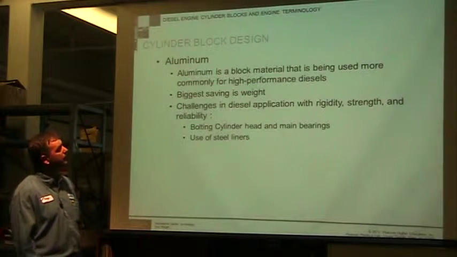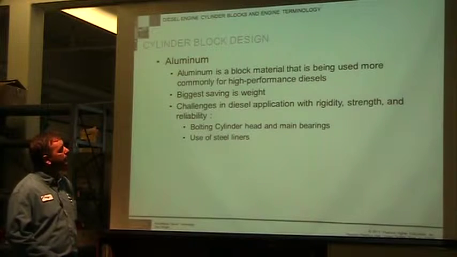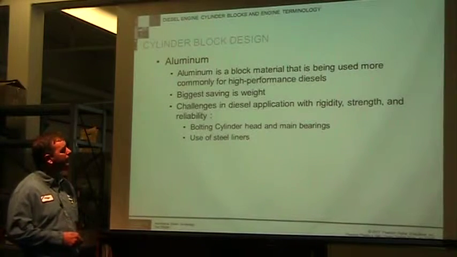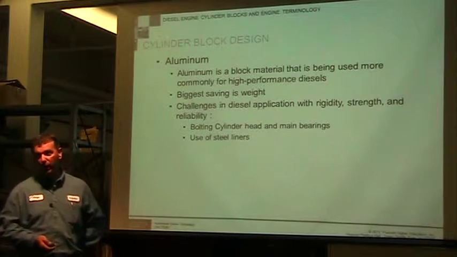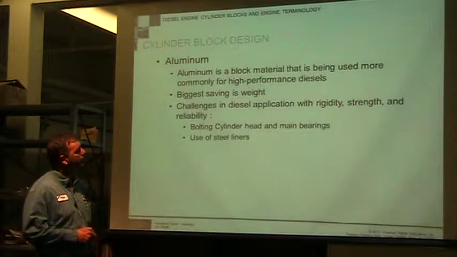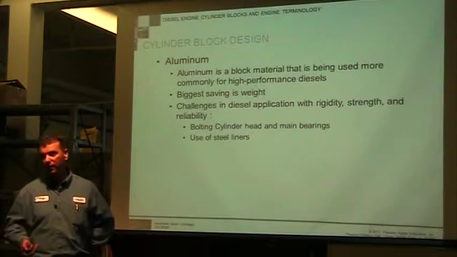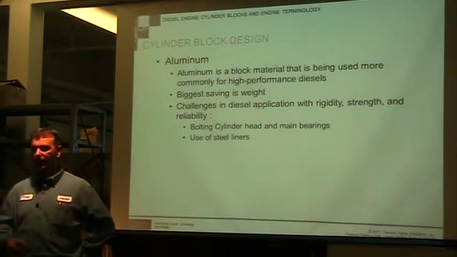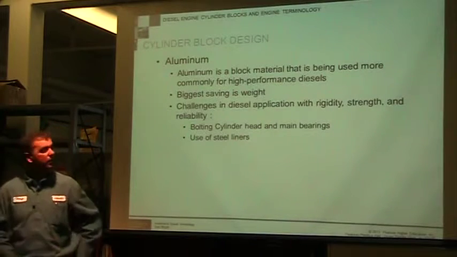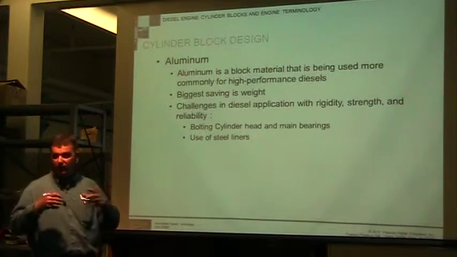Aluminum, another type of material used in blocks. It's more common in your high performance diesels. Its biggest savings is weight, way lighter than iron will be. The challenges are going to be rigidity, strength, and reliability, because aluminum is softer. It can't handle the pressure. It's going to wear faster. It's not as rigid. It flexes pretty well.